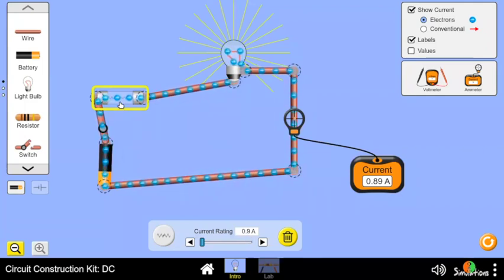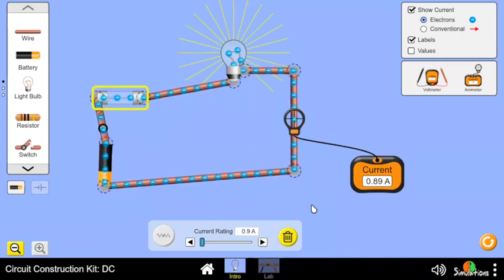So the fuse is still working. Why? Because the current flowing through the circuit is less than its capacity, its higher value of current. Got it? Yes. So you have to choose the fuse in such a way that it should be a bit higher than the current flowing through the circuit. Yes. Got it? Yes. Okay, that is the purpose of the fuse.